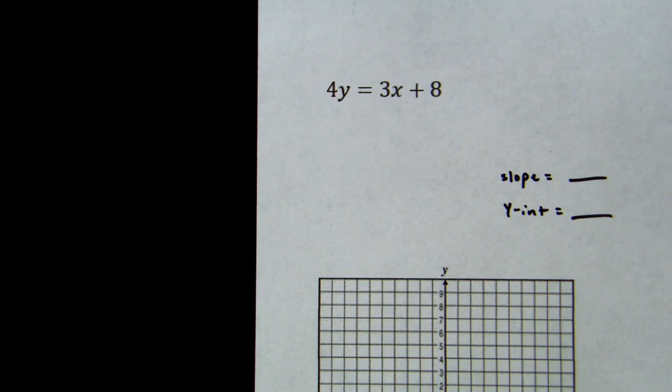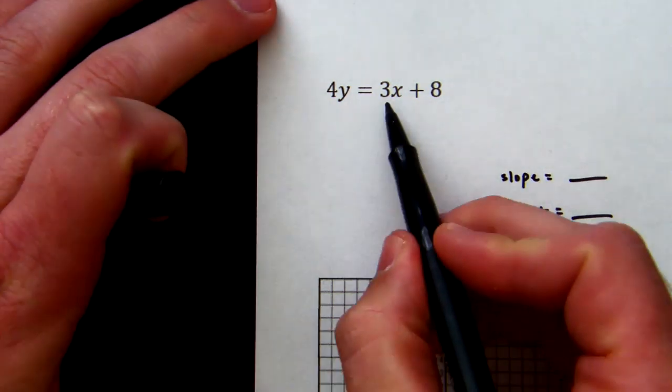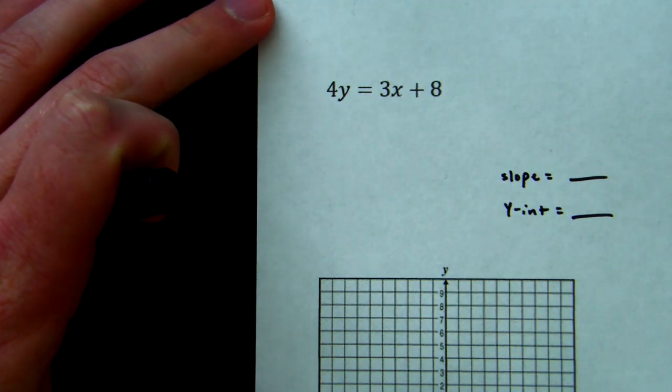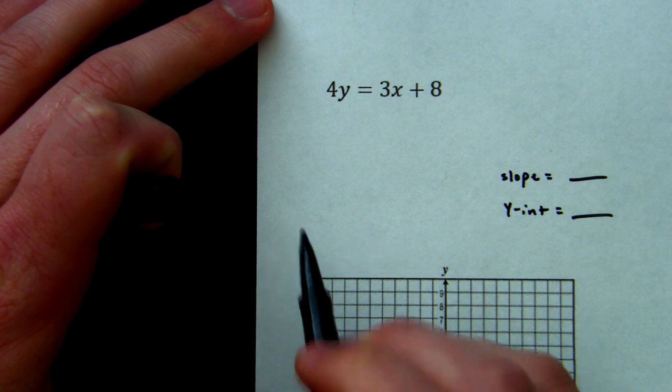We need to graph the equation 4y equals 3x plus 8. In the previous two problems, you found the slope and the y-intercept. However, you cannot find the slope or the y-intercept without solving for y first. For this one, if you said that the slope was 3 and the y-intercept was plus 8, that would be incorrect because that is not this equation.